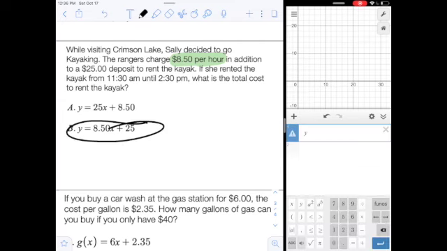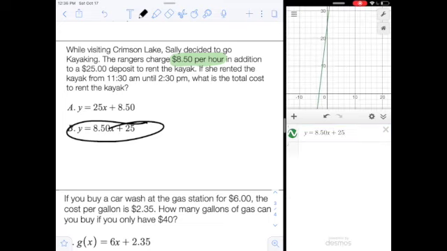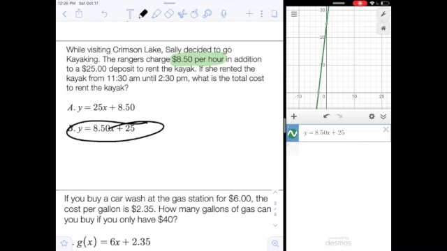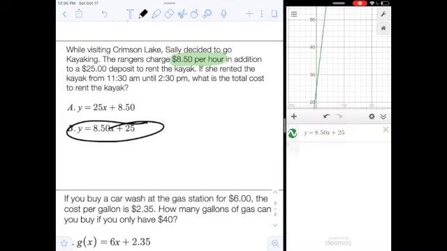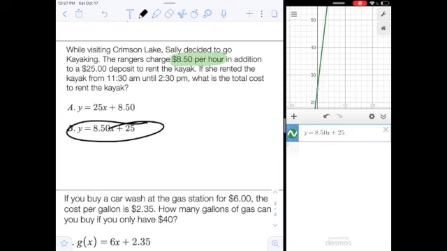Let's go ahead and graph that. Y equals 8.50x plus 25. Awesome. So here we go. Now here's the thing. No matter what, you're automatically starting with a $25 fee. So that's going to be this point over here. We're not going to focus on that point right there because that's your starting fee.